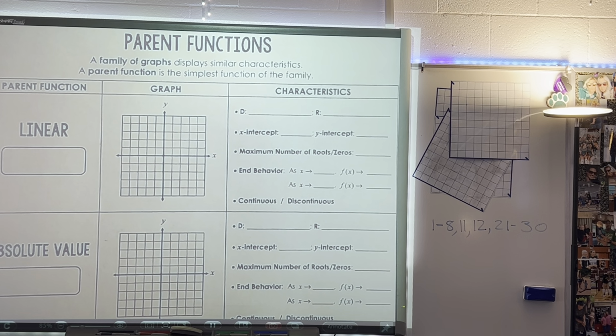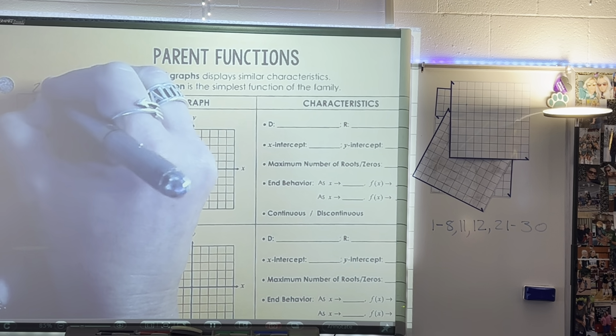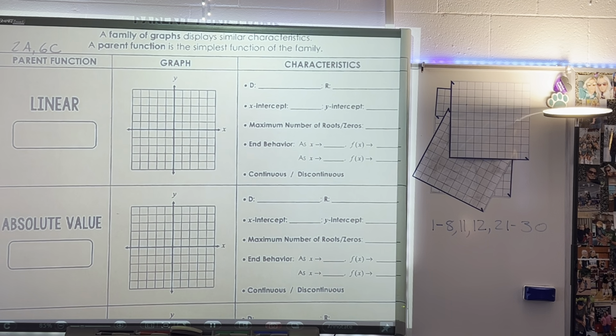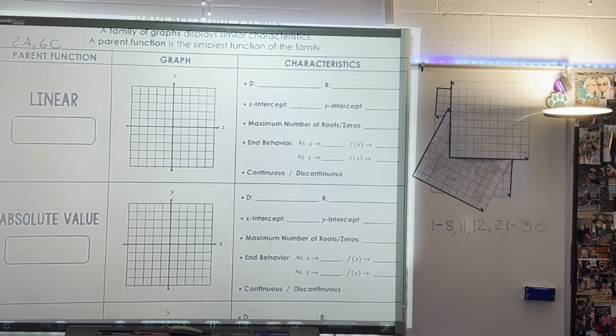Alright, so what we're gonna do is go through all the different functions that we're gonna look at. I have this labeled as 2A and 6C, I think there's other types, but those are the main ones that we're gonna have you look at. Some of this you've seen, some of it you haven't. So like the linear function, y'all have absolutely seen those before.